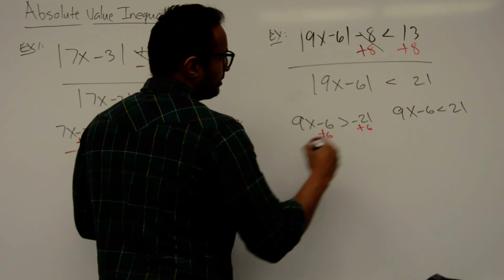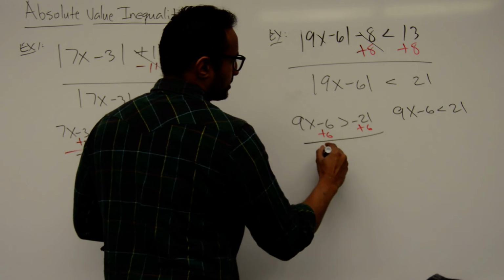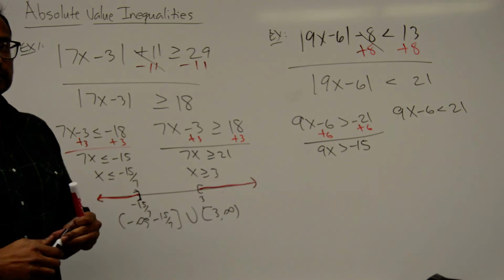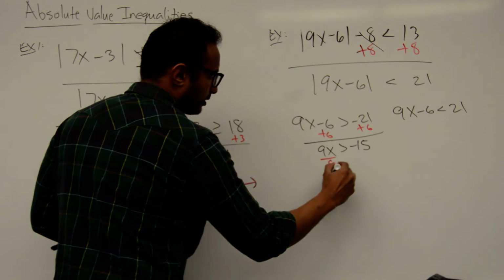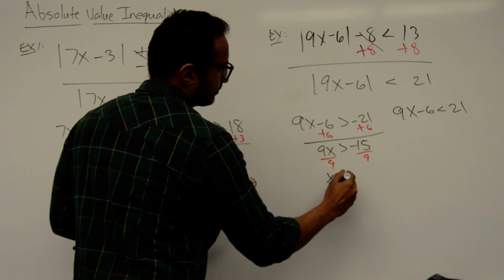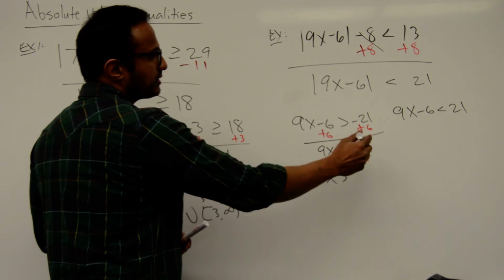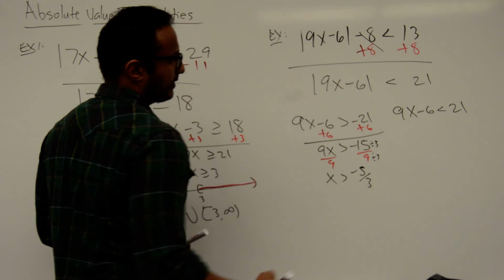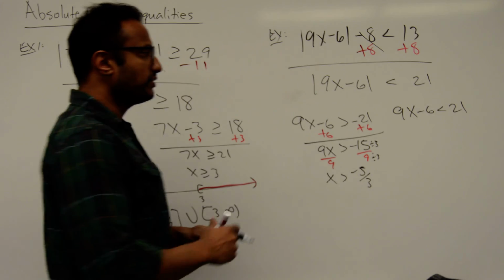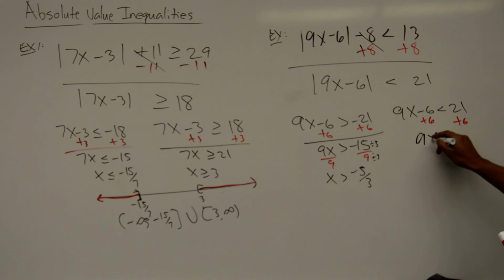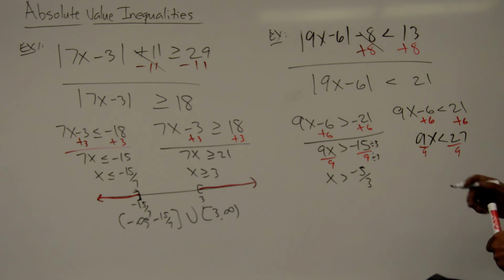You add 6 to each side. This gives us 9x greater than negative 15. You divide by 9, divide by 9, and that'll tell us that x is greater than negative 15 over 9. Now, you've got to reduce this, so you divide both by 3, and it'll give you negative 5/3. On the other side, you add 6 to both sides, so we get 9x less than 27. You divide by 9, and you get x less than 3.